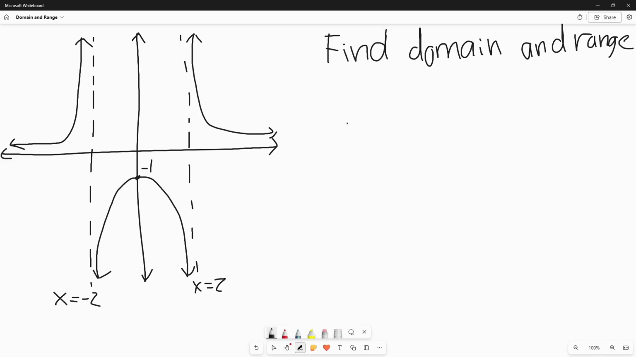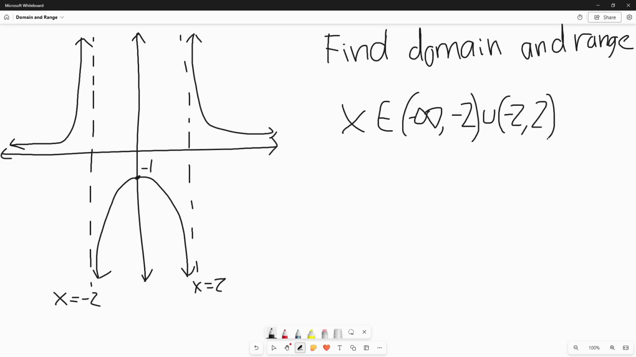So let's write the domain first. X exists in, and let's check if it can reach -infinity. And yes, it can. From this line over here, it goes all the way to -infinity. So we can write -infinity, comma, and it ends at x equals -2, but it doesn't actually touch it, so we need parentheses. And since we have more parts of the domain we have to write, let's write a union. And the next part again starts at -2, and this time it goes just to 2, so comma 2, but it doesn't touch it, so another parentheses.